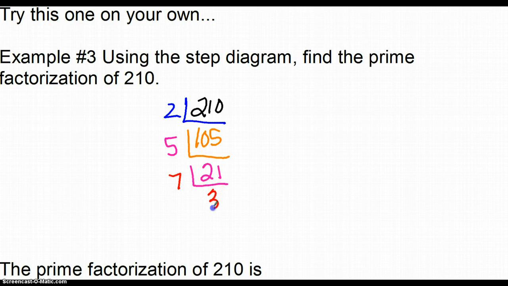Draw my line. And then I know another prime number that goes into 21 is 7. And that goes in 3 times. Draw my line. Then I know 3 is a prime number. And 3 divided by 3 is 1. So I know I am finished.